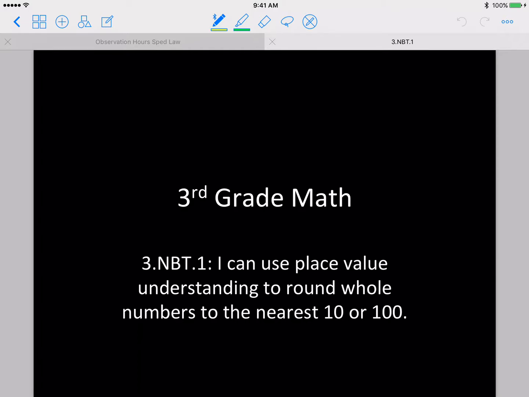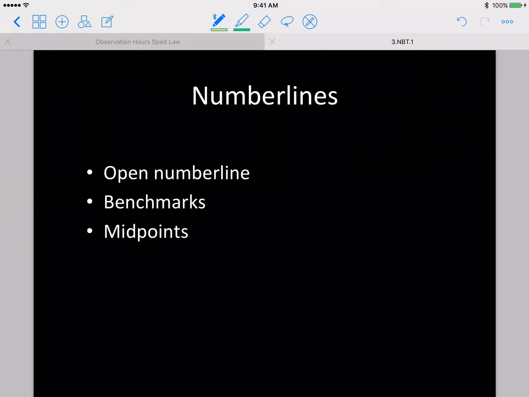So what I'm going to do in this video is break down this standard and show how we are teaching the students in school with a strategy that we really like. And that strategy is using number lines. We use an open number line to round.